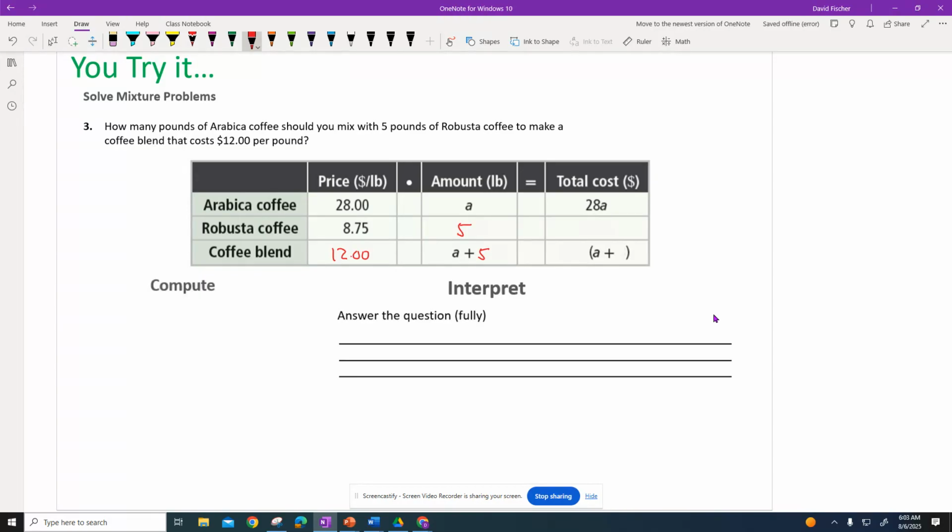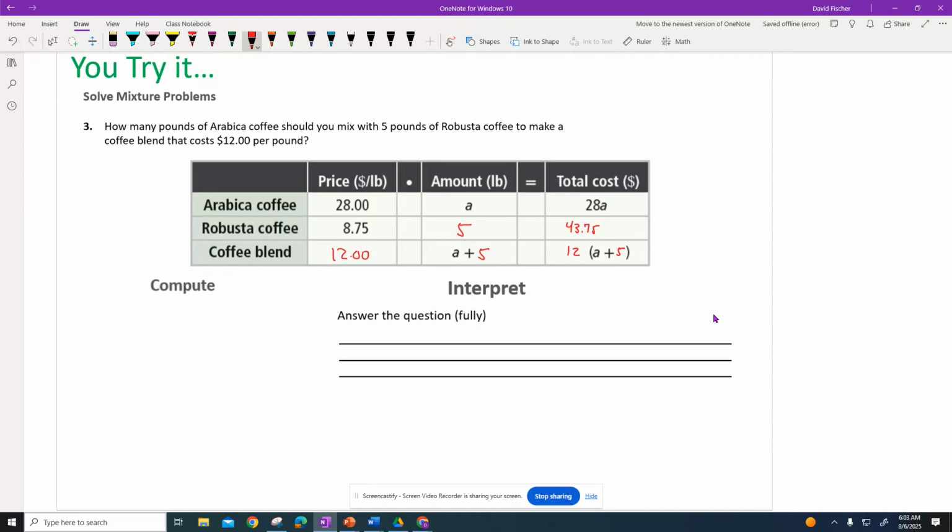And now, let's do this guy. I want a total over here. 8.75 times 5. Do that on your calculator real quick. What are you getting? 43.75, I believe. Okay, so now, how did we get this guy here? All right. We took this guy, 12, times this guy, A plus 5, and so that goes there. So this and this has to equal this.